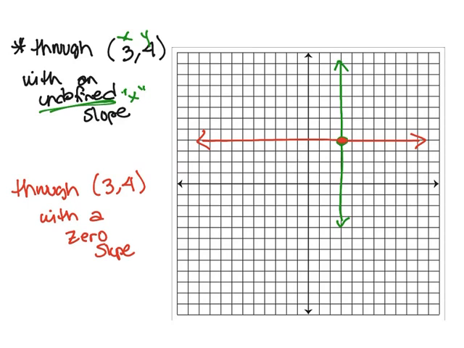I could just give you a random point and ask you to draw a line. If it's undefined, we will go up and down. That's what I have in green. That's your vertical line. If it is a 0 slope, then you're going to go horizontal. Okay? That is possible. And that's pretty much it.